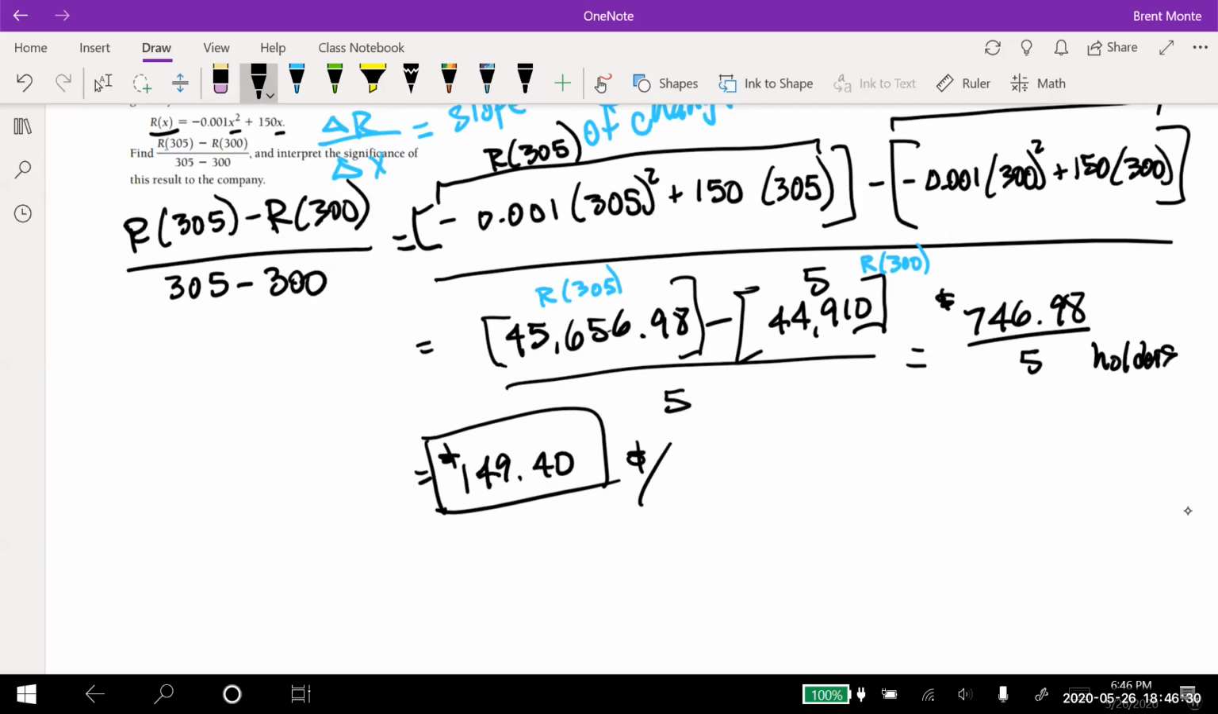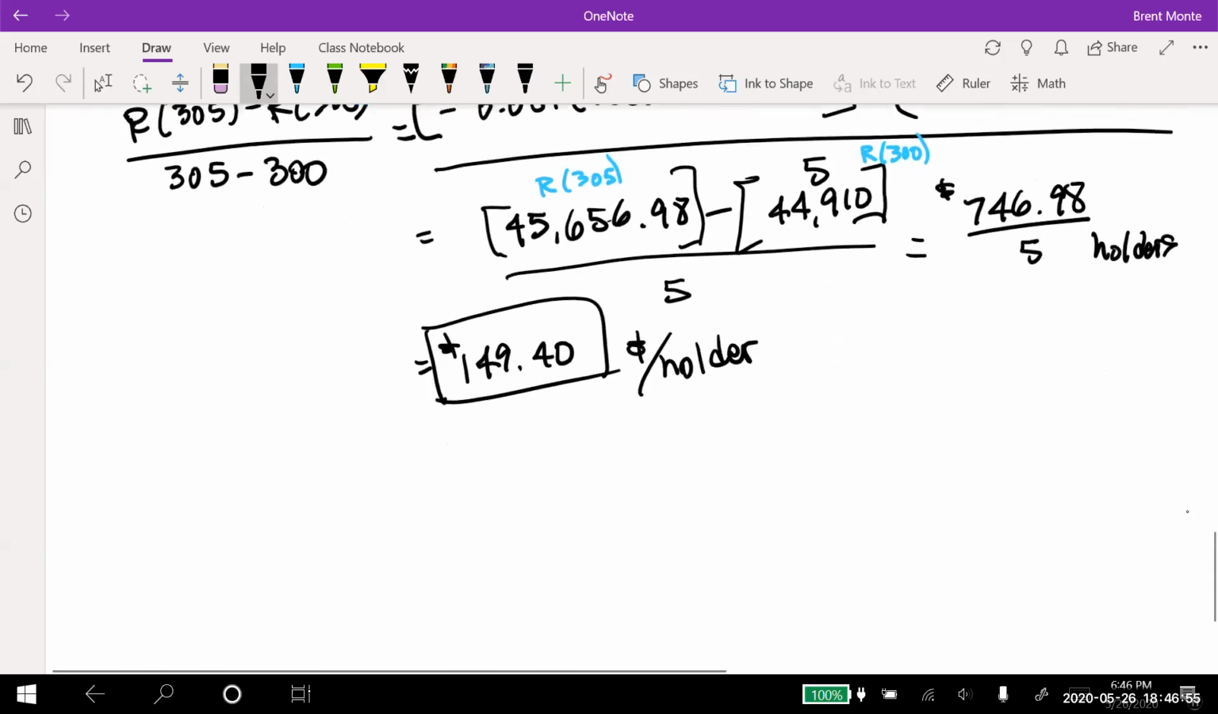So we made $746.98 to sell these 5 holders, or $149.40 per holder. Notice it's a rate of change. It's the change in dollars per holder. So it's the average. Did I sell them all for $149.40? Not necessarily, but that was the average of those 5.